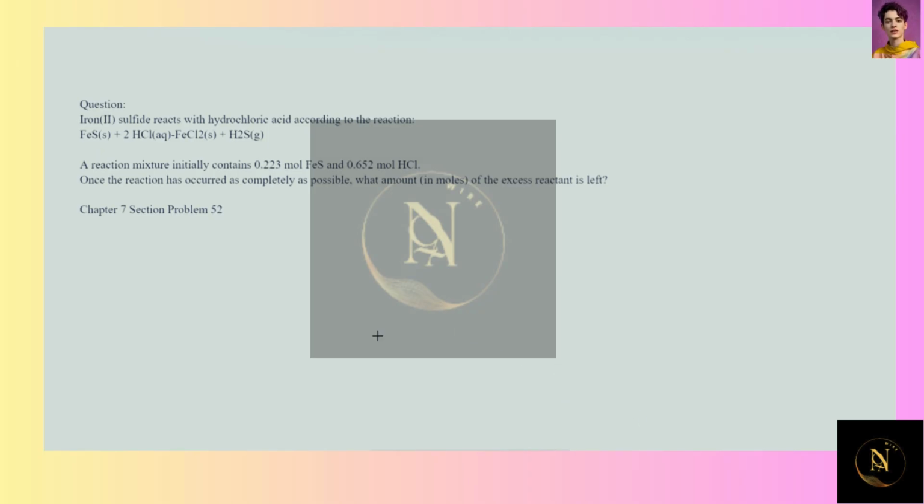Okay, Chapter 7, Section Problem 52. Iron(II) sulfide reacts with hydrochloric acid according to the reaction FeS plus 2 HCl goes to FeCl2 plus H2S. A reaction mixture initially contains 0.223 moles FeS and 0.652 moles HCl. Once the reaction has occurred as completely as possible, what amount in moles of the excess reactant is left?